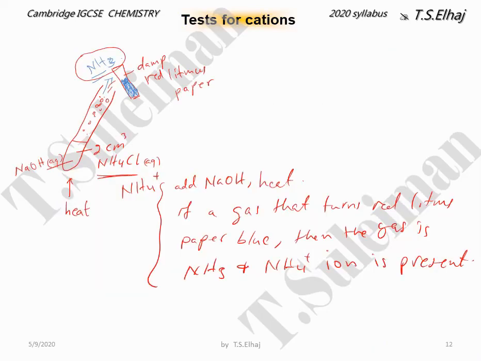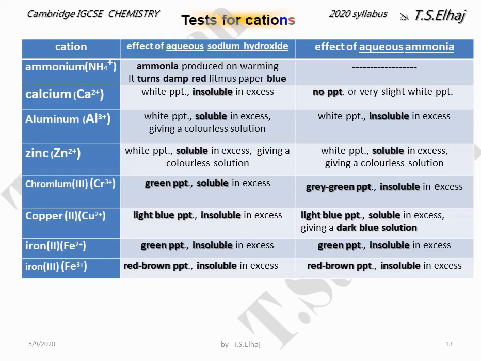For ammonium ion, the last slide here shows summary of all tests and their results. Ammonium ion with sodium hydroxide, when it is warmed, it produces a gas that turns damp red litmus paper blue, which is ammonia. Calcium white precipitate insoluble in excess sodium hydroxide, and no precipitate with ammonia. Sometimes very slight white precipitate might appear.